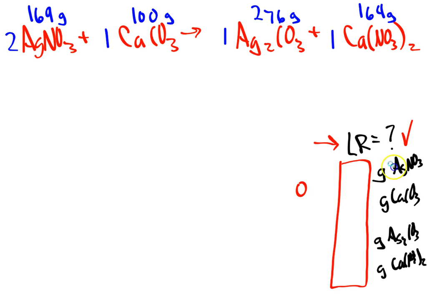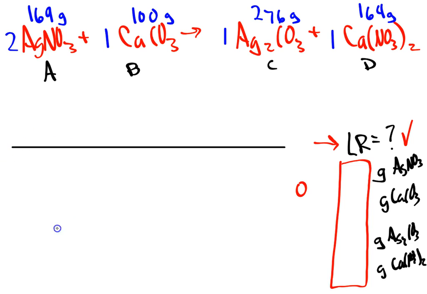Now, to save me some time, I'm going to assign a variable. This is A, this is B, this is C, and this is D. I'm just doing that so when I write my picket fence, I don't have to write that unit every single time. When the units are big, doing that can kind of help.